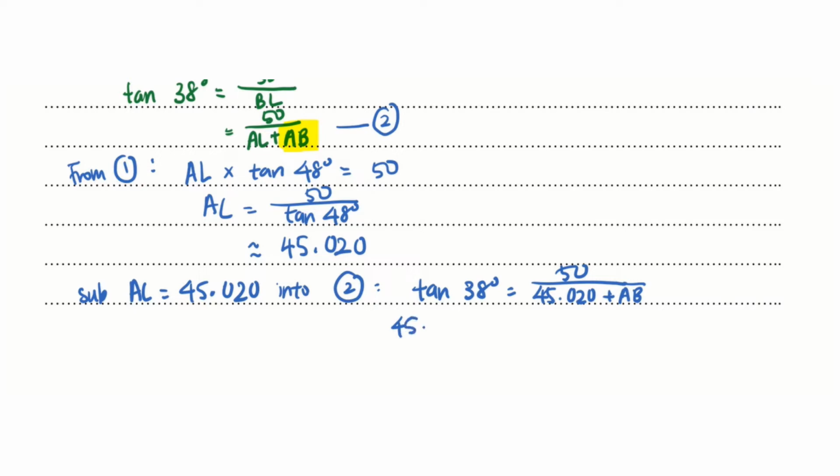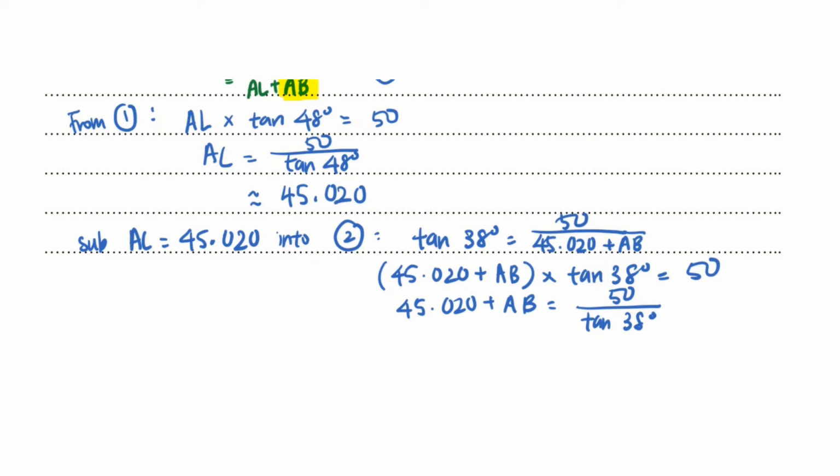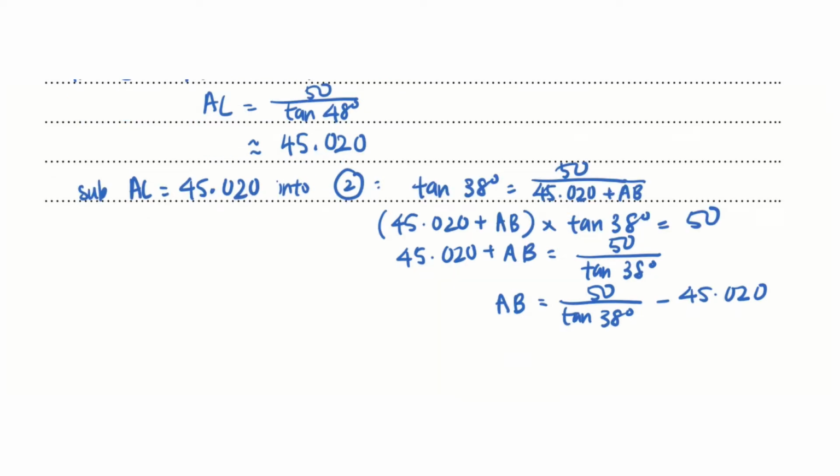We get 45.020 plus AB, entire denominator, times tangent 38 degrees equals to 50. So then 45.020 plus AB is equals to 50 over tangent 38 degrees. Then after that, AB will be equals to 50 over tangent 38 degrees minus 45.020. You can press into your calculator for the entire value, and we will be getting 18.977 truncated 5SF. Rounded off to 3SF, we will get 19.0.